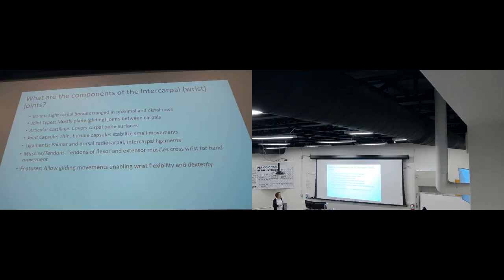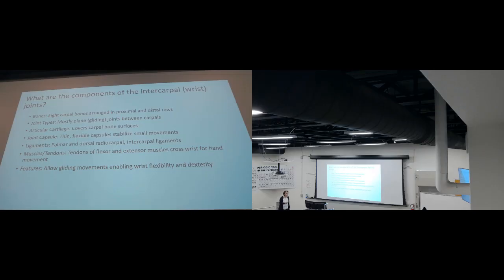These joints that we have here are classified as plane or gliding. The facets in each of these bones are very smooth, so they can move a little bit over each other. So this is a gliding movement. And these bones have an articular cartilage that covers the carpal bone surfaces, and that helps us to have a smooth movement between these bones.